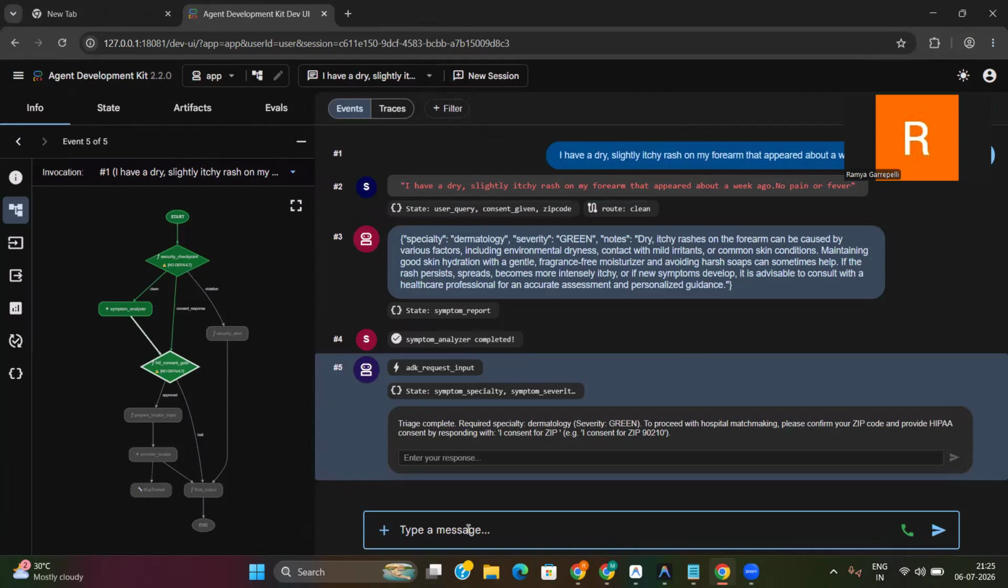Behind the scenes, the security checkpoint scans for PII and injection, passes clean, and calls Gemini 2.5 Flash, which classifies green and dermatology, and asks for HIPAA consent and zip code. Here, notice the system paused. This is our human-in-the-loop gate. Under HIPAA, we cannot share patient data with third-party providers without explicit consent. The agent is waiting for the patient to agree and supply their zip code.